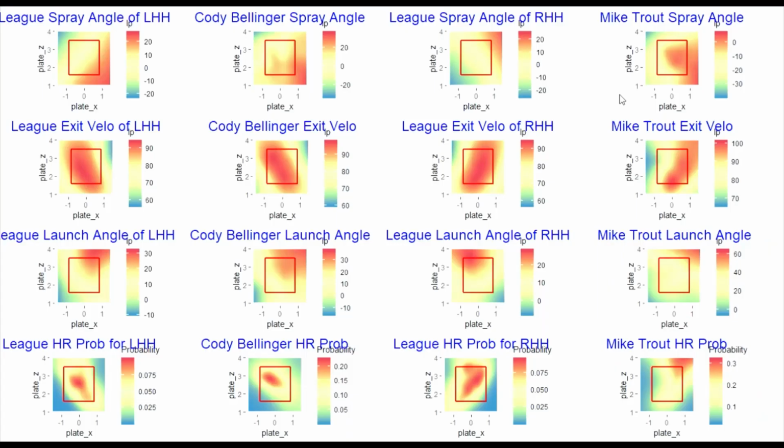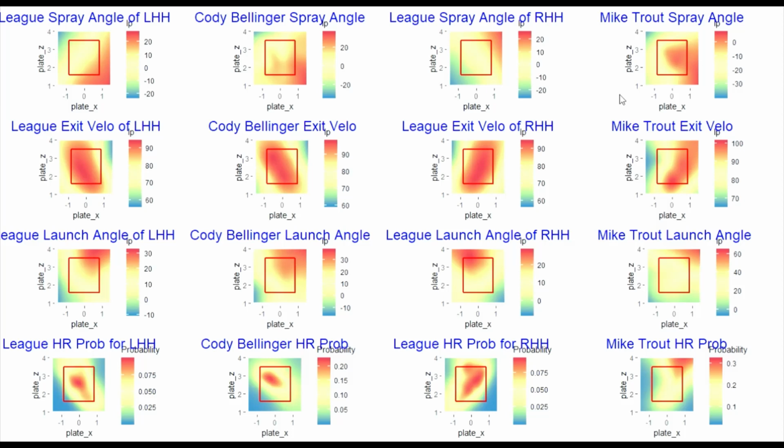With the plot, we can definitely see a lot going on here, and we can make a lot of insightful comparisons. So we can see that Cody Bellinger's exit velocity heat maps are very similar to the league exit velocity of left-handed hitters. And similarly his launch angle, except it's a little bit higher when you go up and in the zone, and slightly down compared to the league.